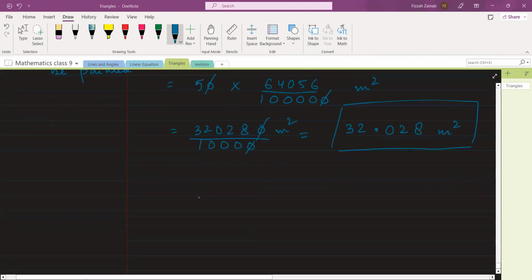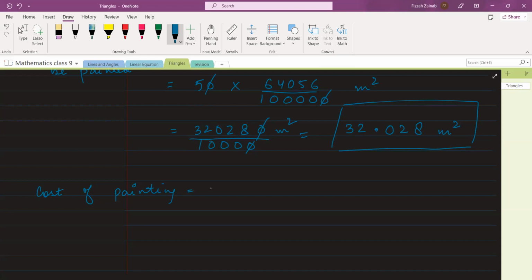So anyway, this is the total area to be painted for 50 hollow cones. Now, cost of painting is given in the question. It is given rupees 12 per meter square. Understand? What is the meaning of it? That means for 1 meter square, you have to pay rupees 12. So the cost to paint 1 meter square area is equal to rupees 12, right?